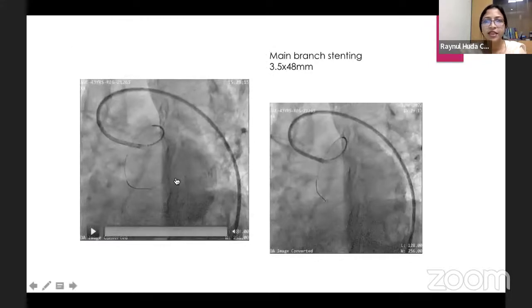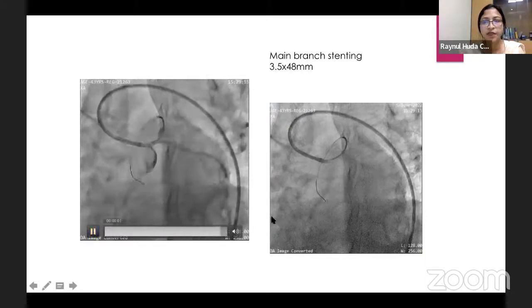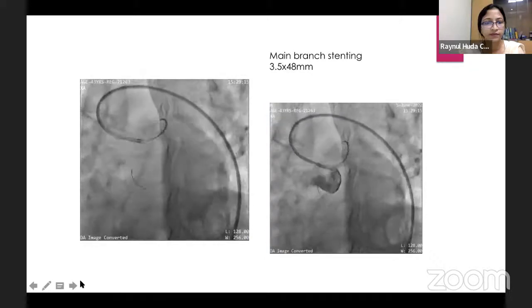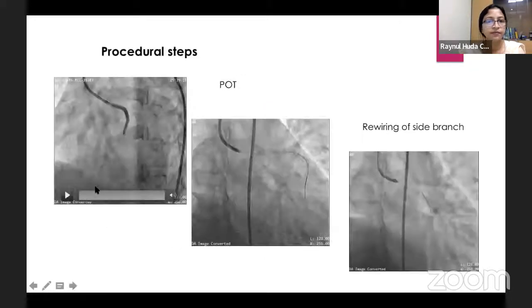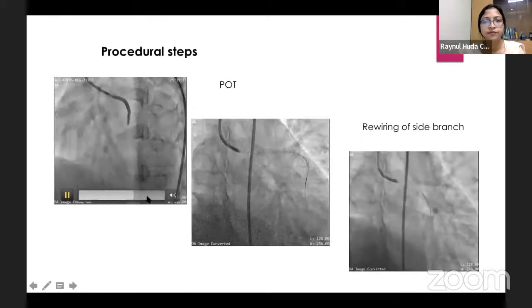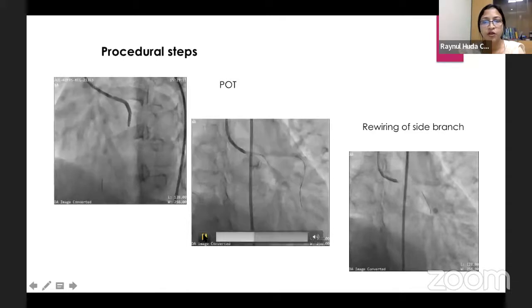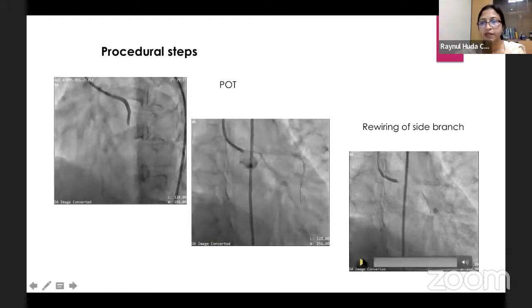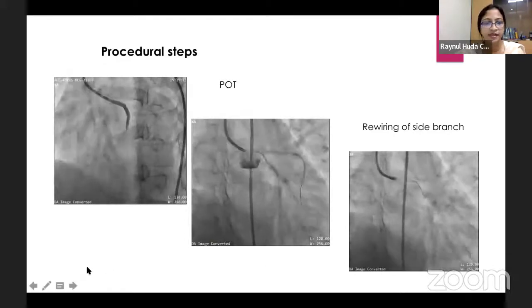And then pulled the LCX balloon to the left main and did simultaneous balloon inflation. And then we stented the main branch with a 3.5 into 48 millimeter stent, covering the left main ostium. Then we did POT with a 3.5 into 8 millimeter balloon at high pressure, then rewired the side branch, that is the LCX.